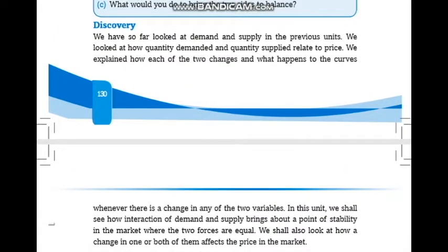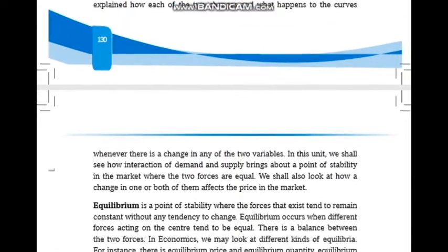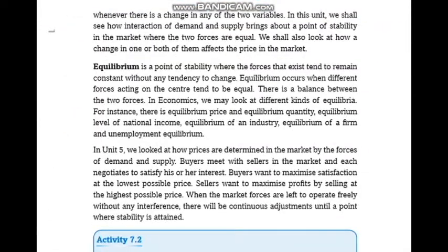So as discovery, we have so far looked at demand and supply in the previous unit. We looked at how quantity demanded and quantity supplied relate to price. We have seen it. We explained how each of the two changes and what happens to the curves whenever there is a change in any of the two variables. In this unit, we shall see how the interaction of demand and supply brings about the point of stability in the market where the two forces are equal. We shall also look at how a change in one or both of them affects the price in the market.